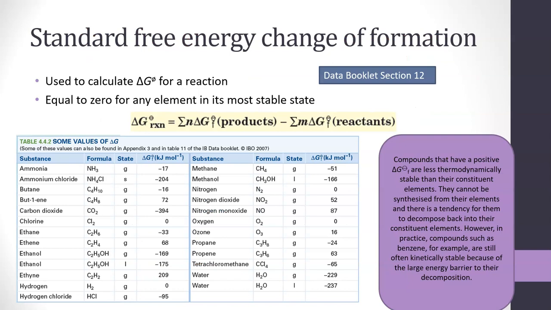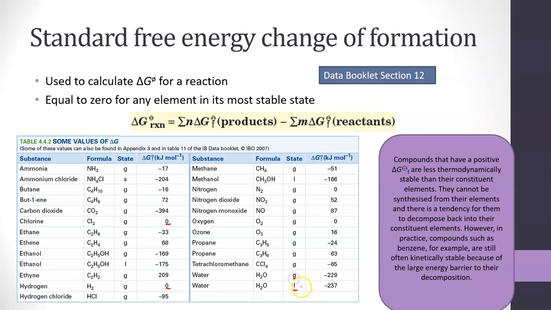So again, we mentioned that delta G can also be calculated for a reaction using delta G products minus reactants. It is equal to 0 for any element in its most stable state. Okay, so we can see here that chlorine gas is in its most stable state. Delta G will be equal to 0. Hydrogen gas, 0. This is not the same as enthalpy. These values are 0 for the most stable state of these elements. Okay, this may not necessarily equate to their standard state.